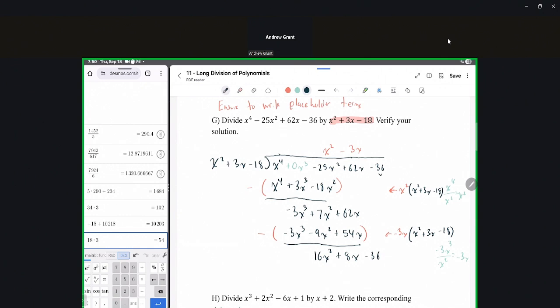Okay. Last one is going to be how many times does x squared go into 16x squared? And it's going to go in 16 times. So we're going to write plus 16. And on this line, we're going to write 16 times x squared plus 3x minus 18.